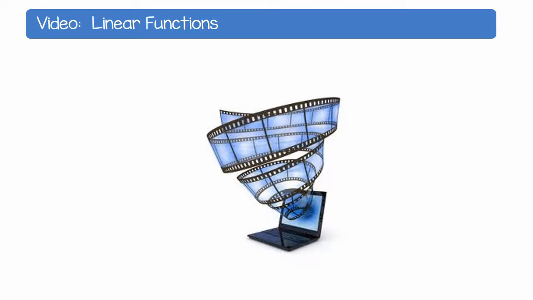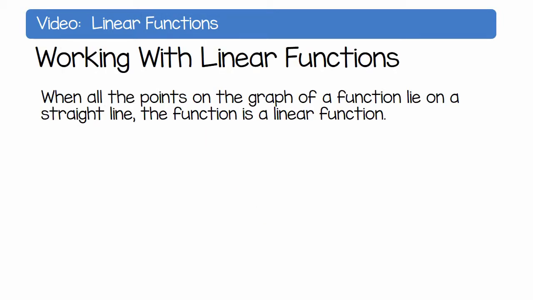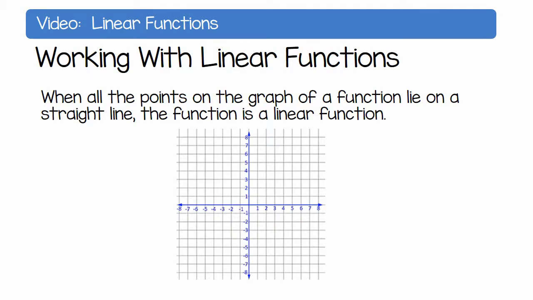What are functions? When all the points on the graph of a function lie on a straight line, the function is called a linear function. Here is the Cartesian plane. Here is the graph of a linear function.